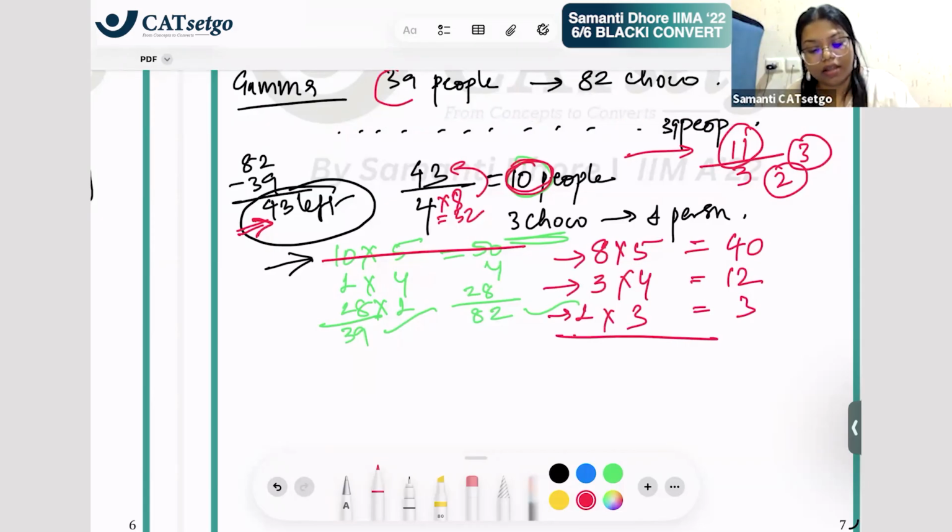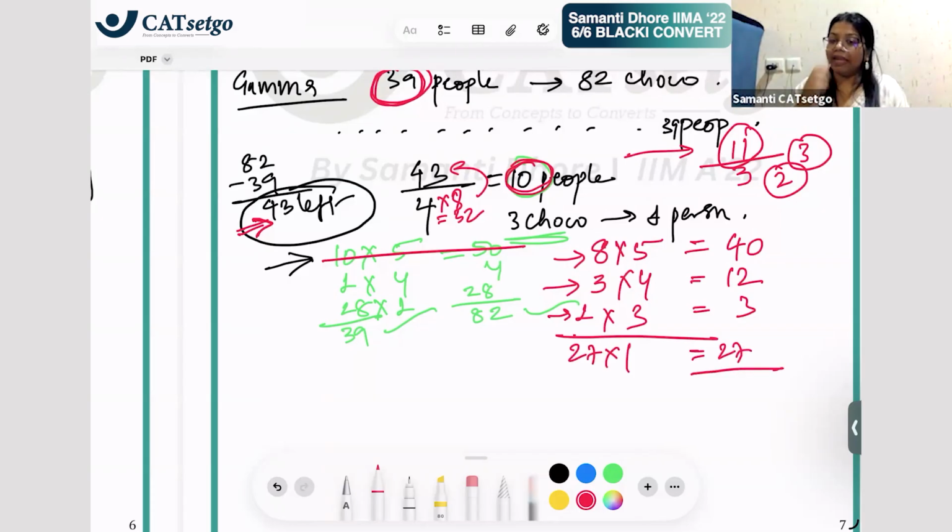Total was 39, right? So 12 people are gone like this. So how many are remaining? 27. So the remaining 27, I'll give 1 chocolate each. Is this matching? Is the answer coming? 82. Yes, it is. So the answer is 27 here.